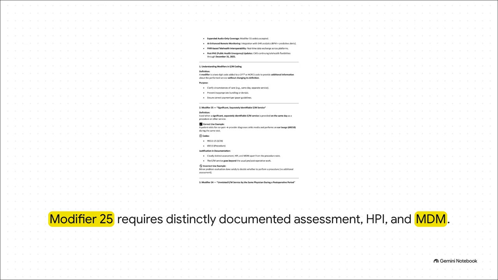Oh, and keep an eye out for strict billing restrictions too. For example, there's a prohibition on attaching the HCPCS code G2211 to same-day E&M visits billed with modifier 25 unless you're dealing with qualifying preventive encounters. So definitely keep that in mind.